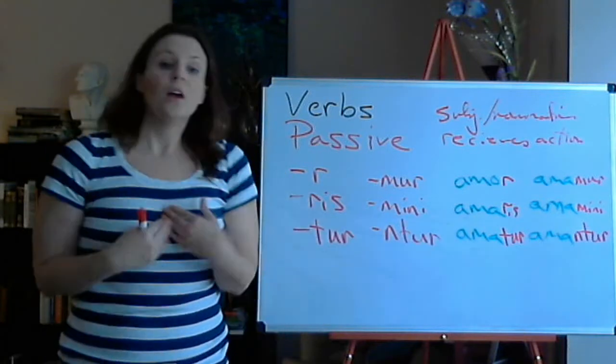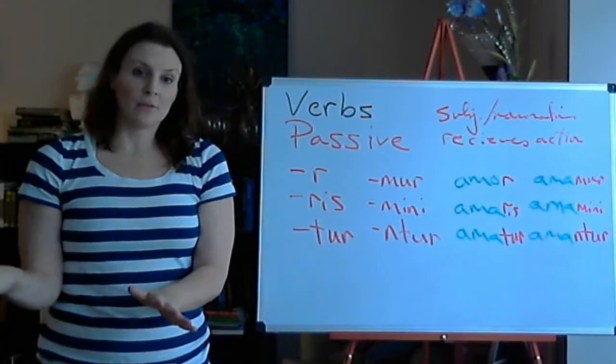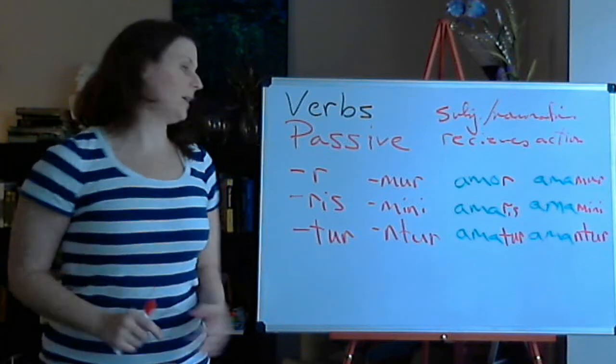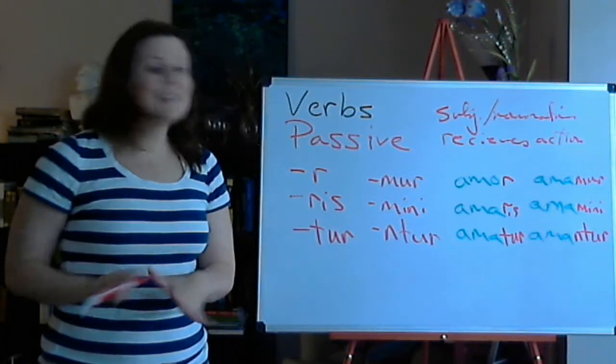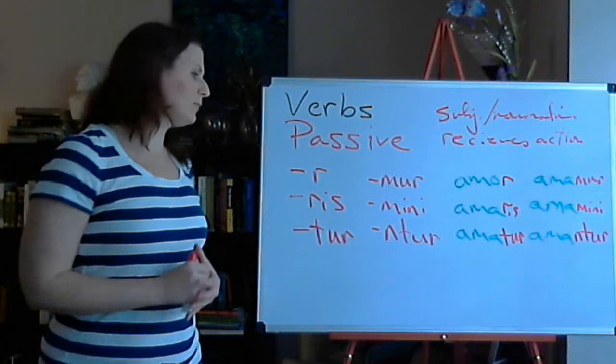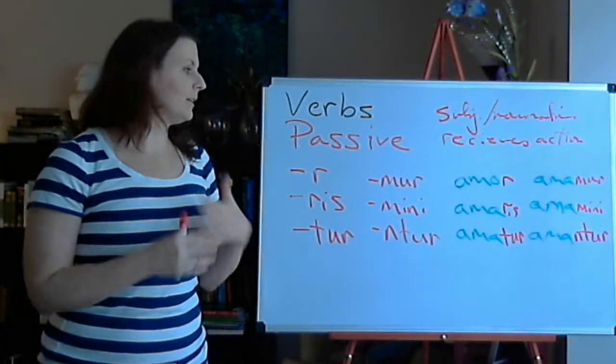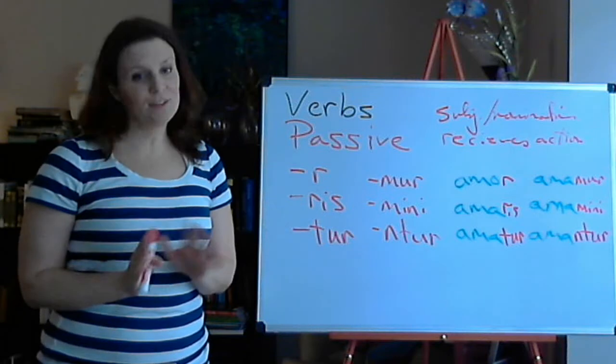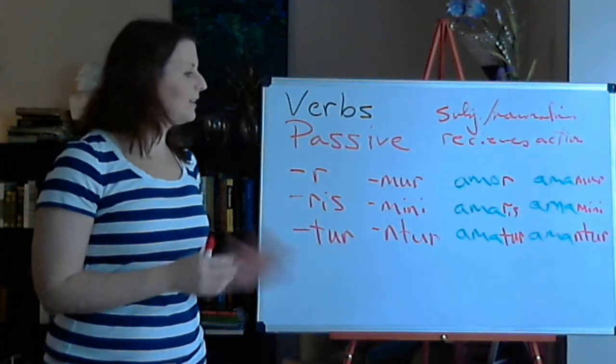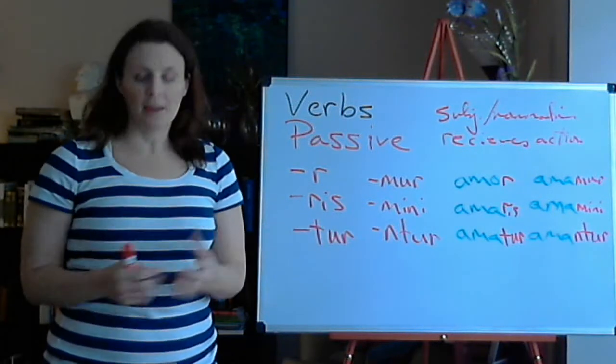Instead of amas, you love, now we have amaris, you are loved. Amatur, he, she, it is loved. Aeneas is loved by his mother Venus, not so much by Dido later on. Amamur, we are loved. Amamini, y'all, again we're here in the South, we'll say y'all are loved. And amantur, they are loved.